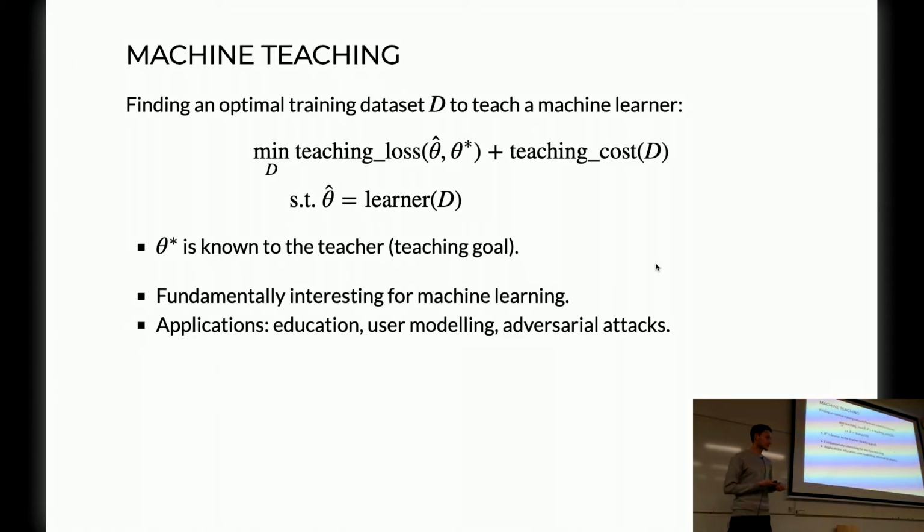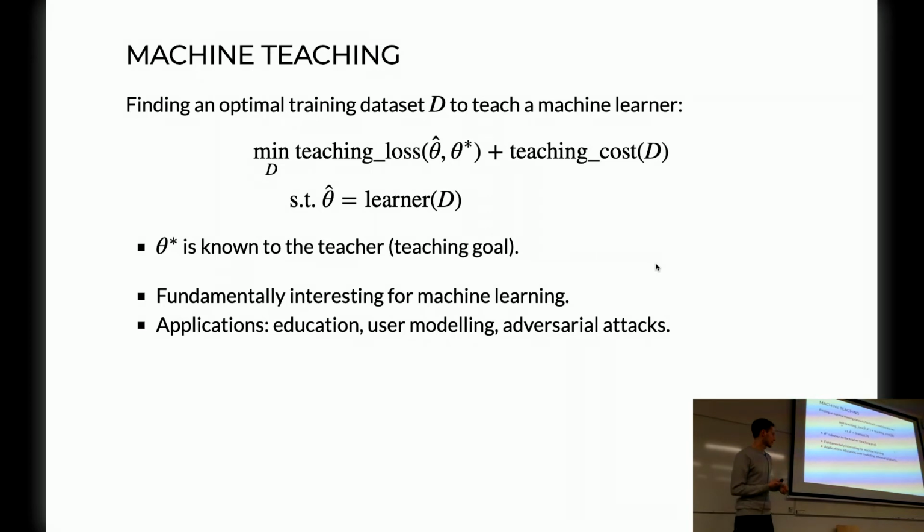And now, well, this is fundamentally interesting for machine learning. It's just interesting to know what the minimal way of teaching some machine learning model to learn some concept or classifier is, for example. And how is the cost formalized? Sorry? How is the cost formalized? Well, I guess there can be many definitions. The simplest would be, for example, the smallest number of samples that you can teach with. And, well, this is problem specific.